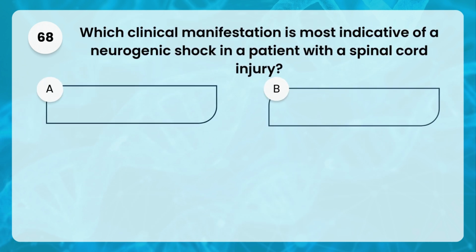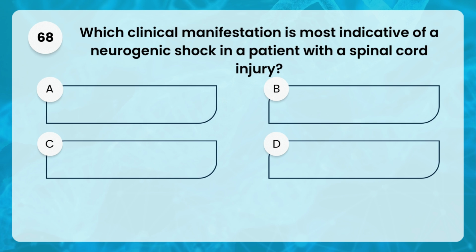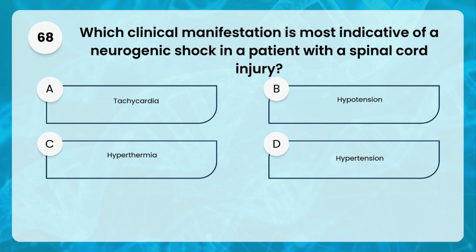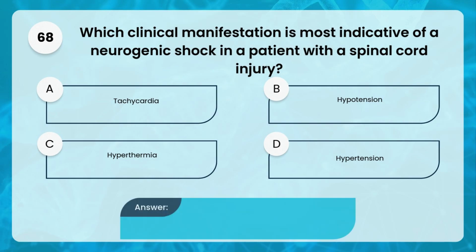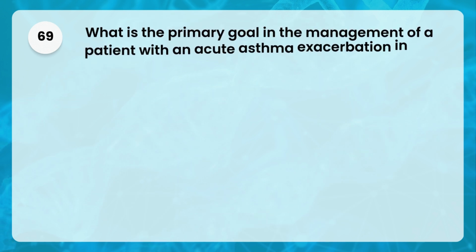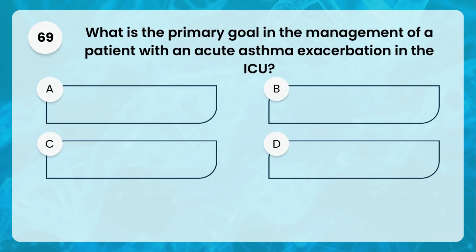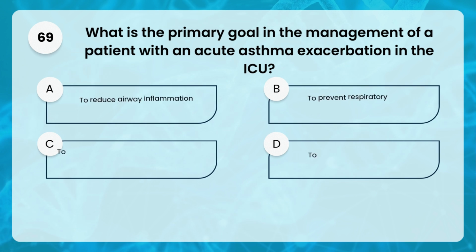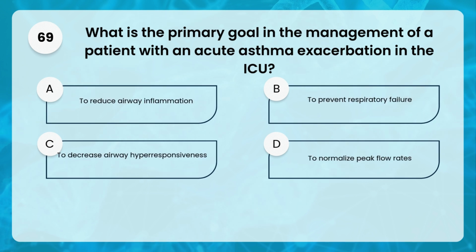Number 68. Which clinical manifestation is most indicative of neurogenic shock in a patient with spinal cord injury? A. Tachycardia. B. Hypotension. C. Hyperthermia. D. Hypertension. The answer is B. Hypotension.